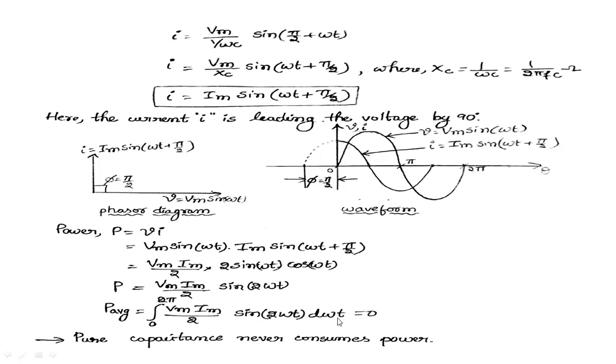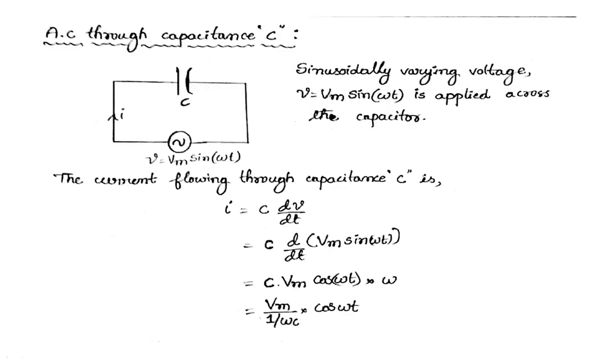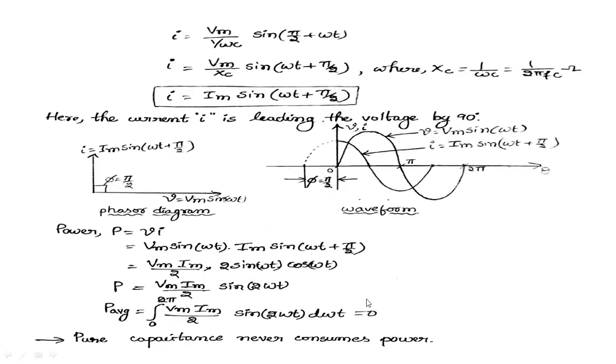Then with further simplification, I equals Vm by 1 by omega C times cos omega t. I am going to write cos theta as sin of 90 plus theta, so cos omega t is rewritten as sin of pi by 2 plus omega t.